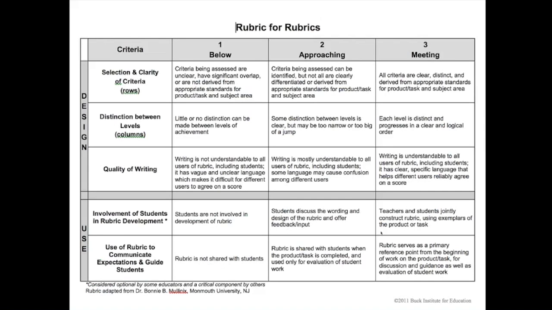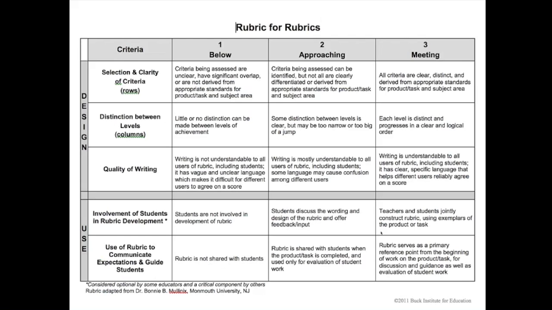Here's a rubric for rubrics, which was adapted by one of the professors at Monmouth University, and this is also on the BIE website. So when you're thinking about creating your rubric for the final product, remember that you want the criteria that you select to be derived from standards and appropriate for the product and task.